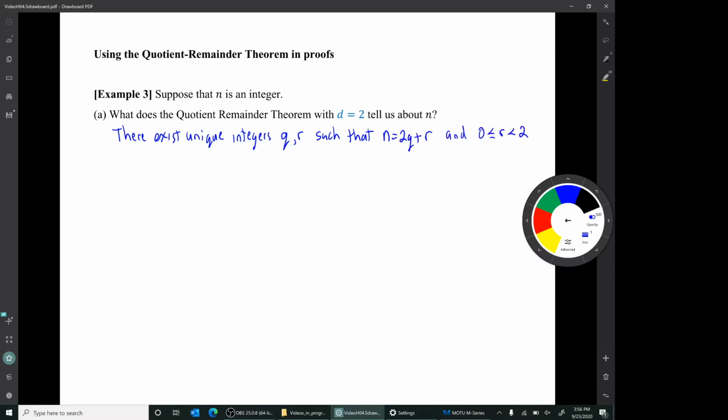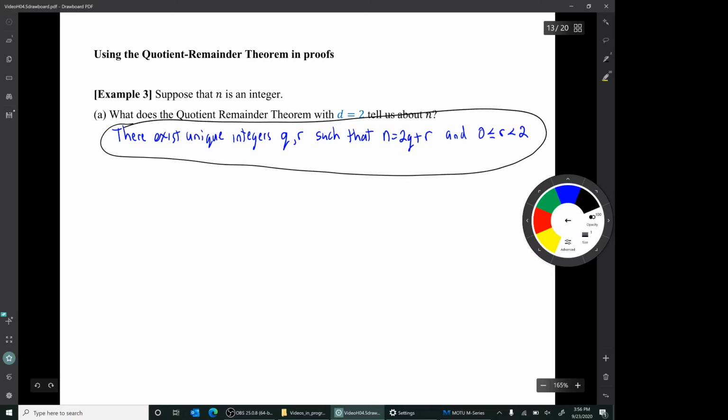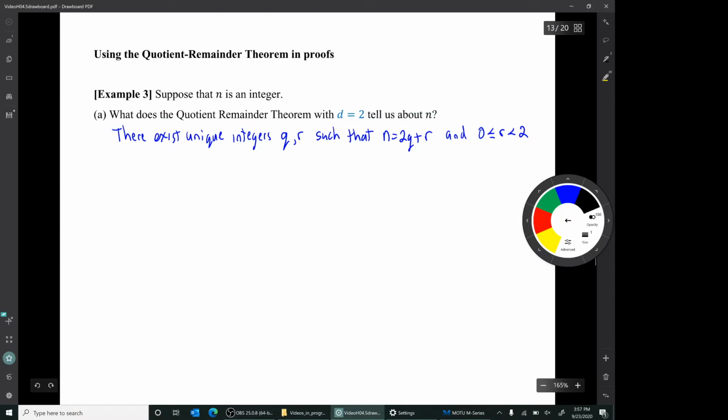So the quotient remainder theorem, just recopied but using d equals 2, becomes this sentence about the number n. There exist unique integers q and r such that n equals 2q plus r, and r is greater than or equal to 0 and less than 2. Well, think about this. If r is greater than or equal to 0 and less than 2, that means there are only 2 possibilities for r. Either r is 0 or r is 1.